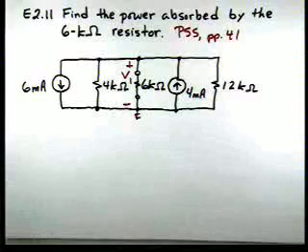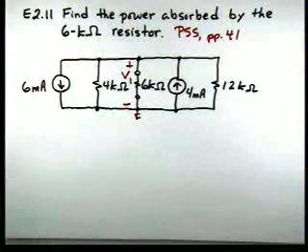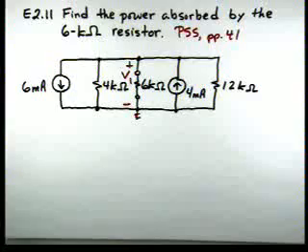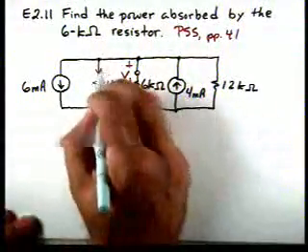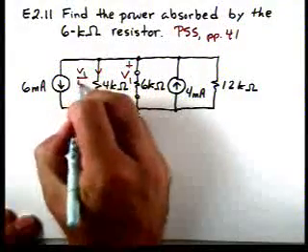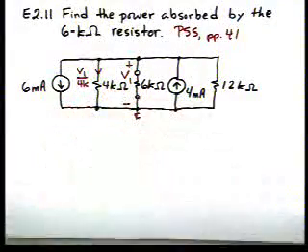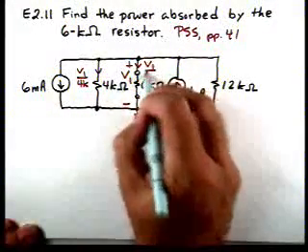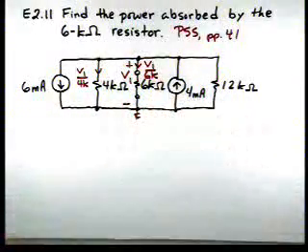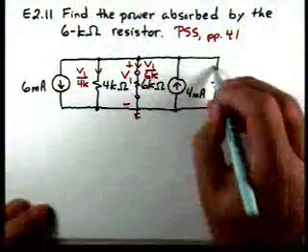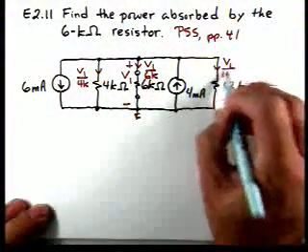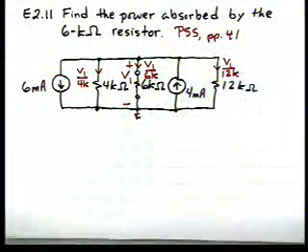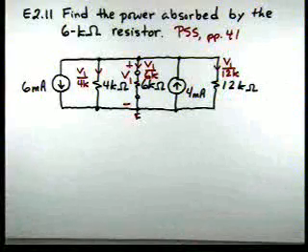reference. Step 2 says using Ohm's law, define a current flowing through each resistor in terms of the defined voltage. So for this resistor we would have V1 over 4K. Okay, for this resistor we'll have V1 over 6K, and for this resistor we have V1 over 12K. So now we've completed step 2.